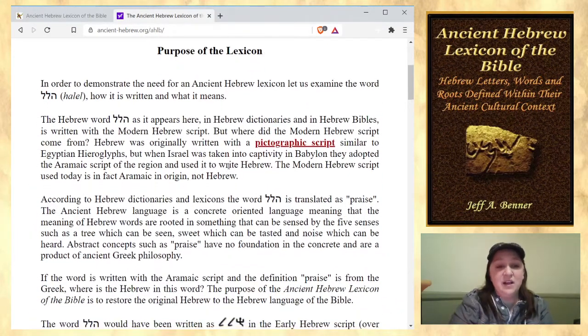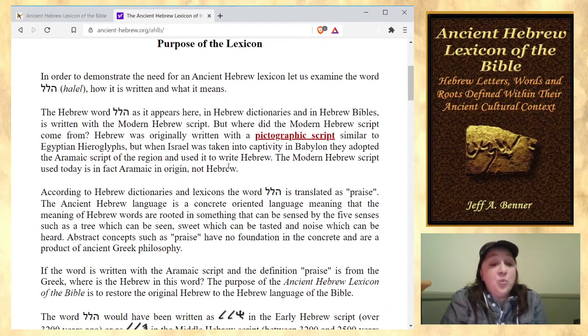Purpose of the lexicon. In order to demonstrate the need for an ancient Hebrew lexicon, let us examine the word halal, how it is written, and what it means. The Hebrew word halal, as it appears here in Hebrew dictionaries and in Hebrew Bibles, is written with the modern Hebrew script. But where did the modern Hebrew script come from?